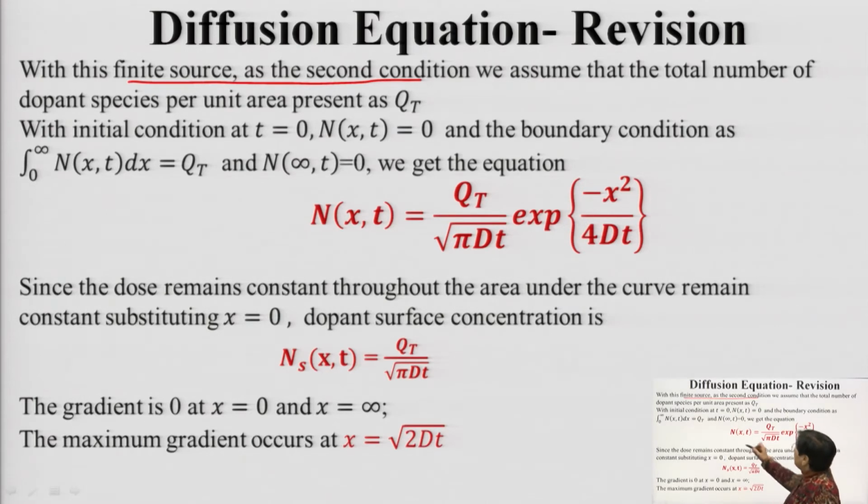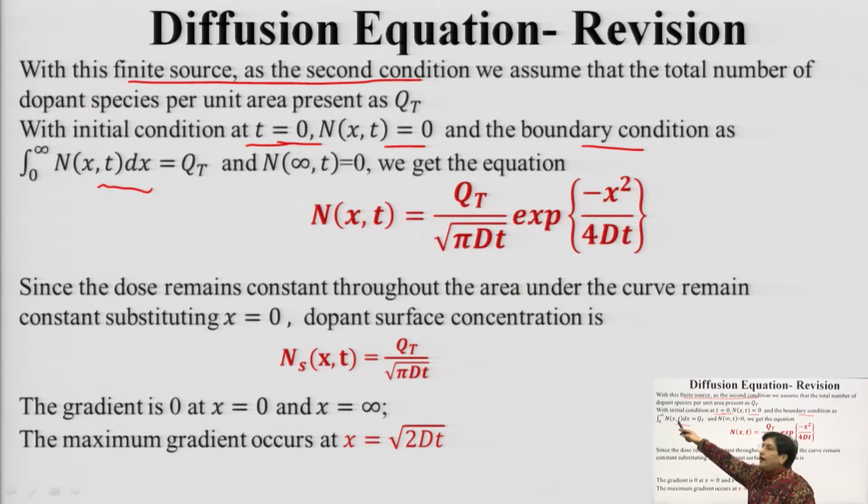Under that situation we assume the initial condition at t equal to 0, the movement was 0. For the boundary condition, from 0 to infinity, the integral of n(x,t) dx was assumed to be the total concentration expressed by the previous equation, and at the infinite location, away from the existence of that particular species, the concentration of the dopant approaches 0.